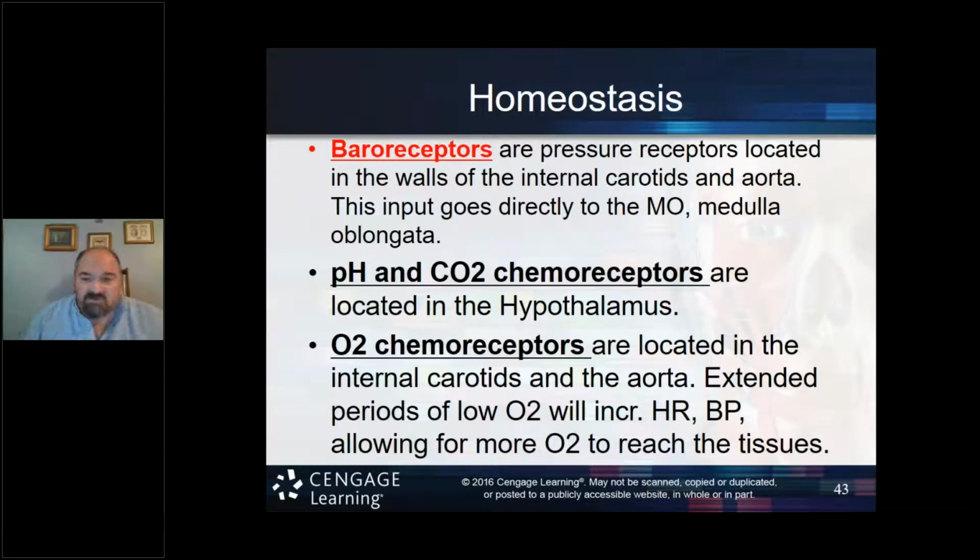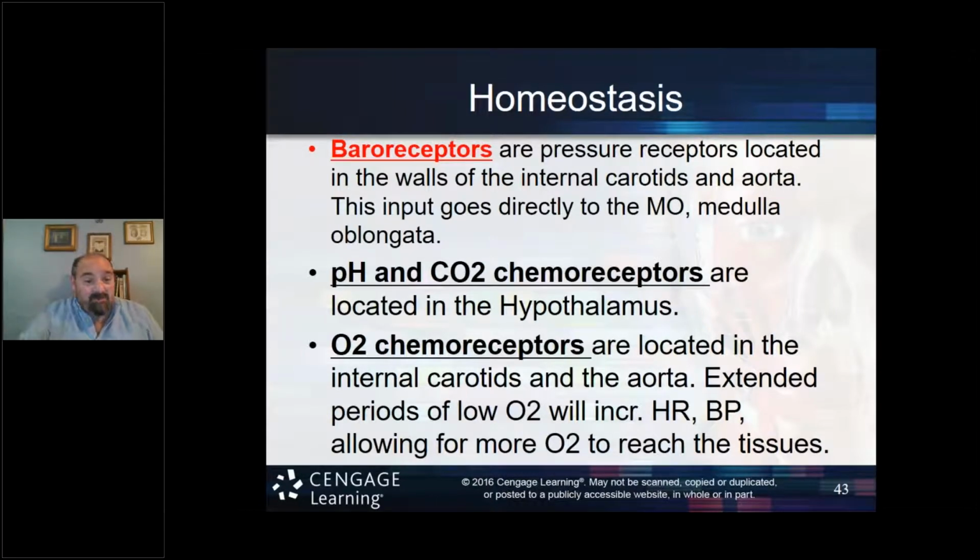Now, for patients who have emphysema and other types of pulmonary respiratory issues, O2 is the trigger. But for people who are healthy and normal physiology, it's the rise of CO2 that's really the trigger for the need to breathe. Okay, and so where are these chemoreceptors located?